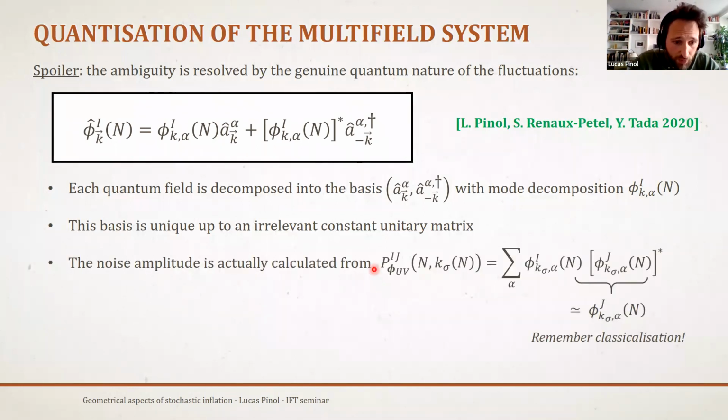When you compute the noise amplitude at the cutoff scale, what you have to do is to plug this ansatz in your two-point function and use the statistics of the creation and annihilation operators. You end up with the fact that the power spectrum, which is actually the noise amplitude, is just phi I alpha times phi J alpha, summed over alpha.